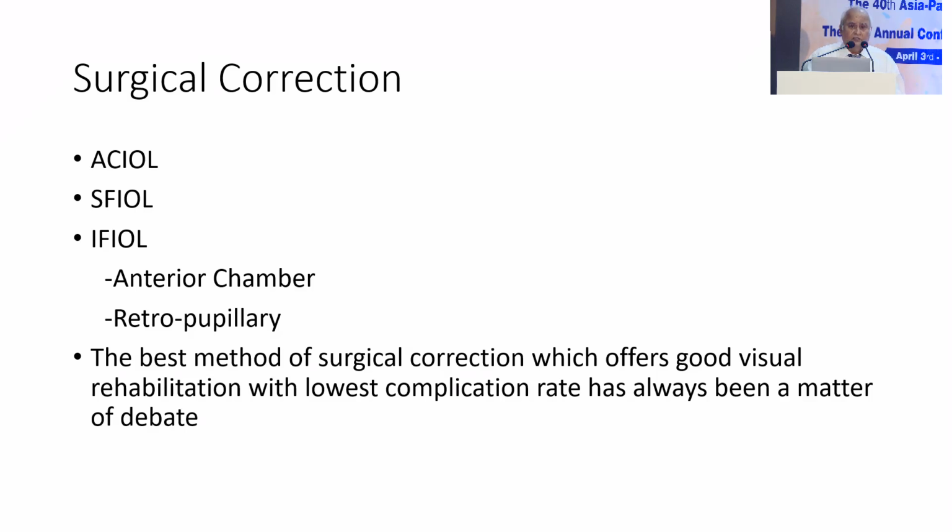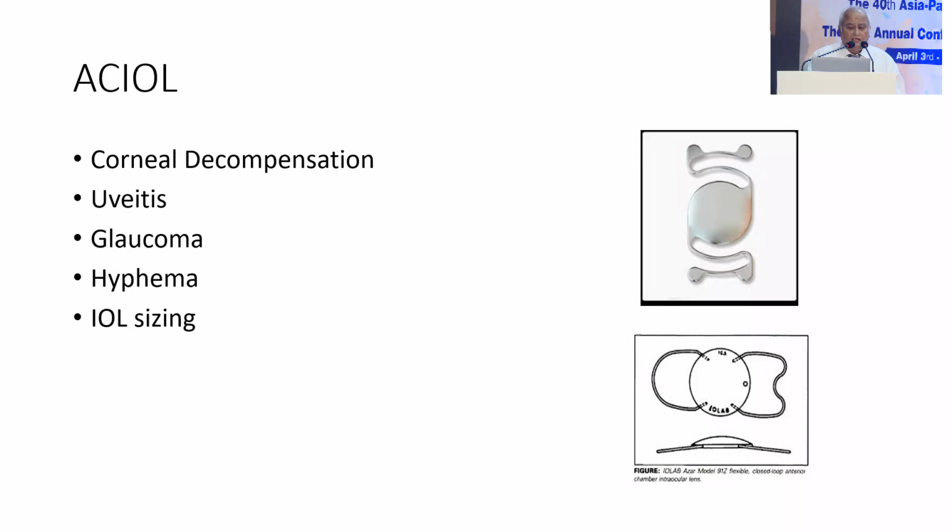The complications of AC IOL like corneal decompensation, UGH syndrome, that is uveitis, glaucoma and hyphema, are all because of IOL sizing, and many a times we forget to do peripheral iridectomy after implanting the AC IOL. These days normally we don't do any peripheral iridectomy, so we must do a peripheral iridectomy, a proper one. It should be open, and this will help you in many ways.